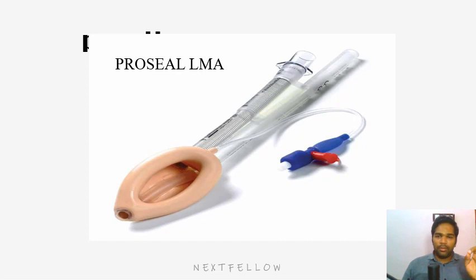And through this gastric tube you can insert a Ryle's tube. And the tracheal tube, you have a bite block here. It is flexible and it is armored, and it has a high sealing pressure. That is why it is called ProSeal LMA.